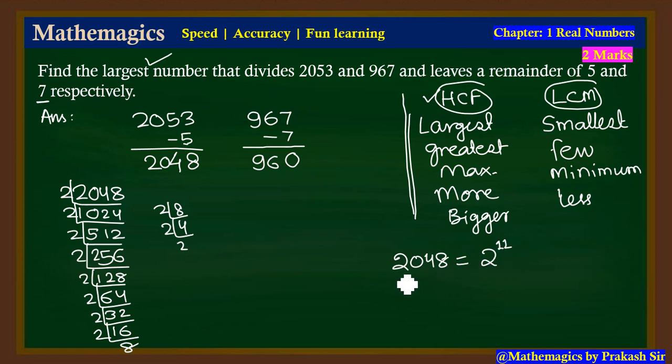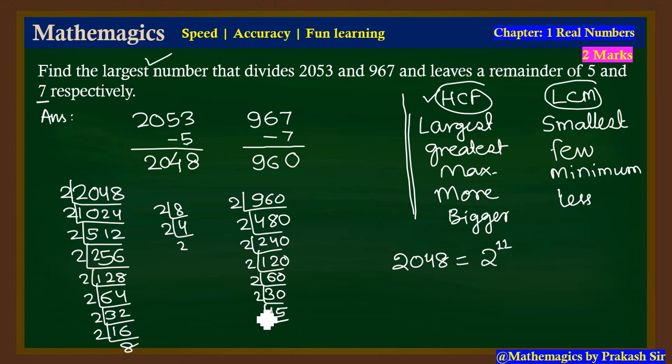Now the other number is 960. Let us find the prime factorization. 2 will go, 2 4 ja 8, 16, 2 8 ja 2 0 ja. 2 will go, 240. 2 will go, 120. 2 will go, 60. 2 will go, 30. 2 will go, 15, and then 3 will go, 5 is coming. So in place of 960 I will write 2 to the power 6, that is 6 times 2, multiplied by 3 and multiplied by 5.